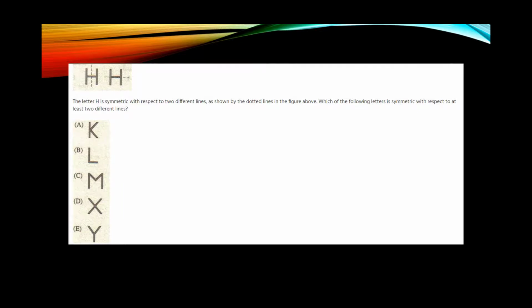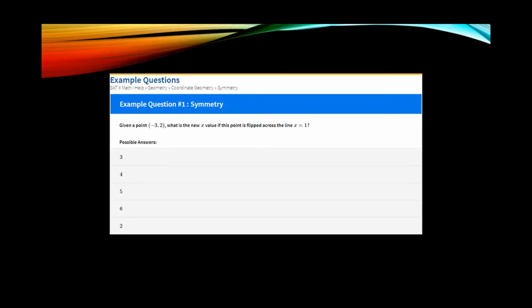So here's a symmetry question, right? The letter H is symmetric with respect to 2 different lines. All right, vertical reflection symmetry and horizontal reflection symmetry. And now you need to find which of the following letters is symmetric with respect to at least 2 different lines. Did you find another one? So is it K? So it's X, right? And it's like, okay, so where'd you come up with this question?